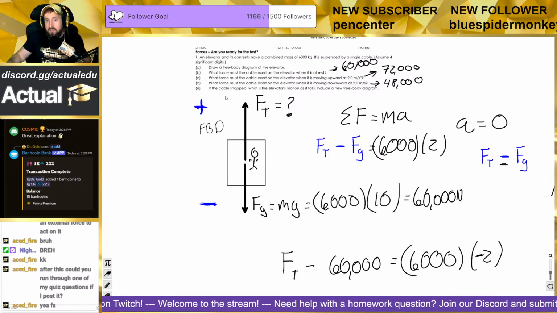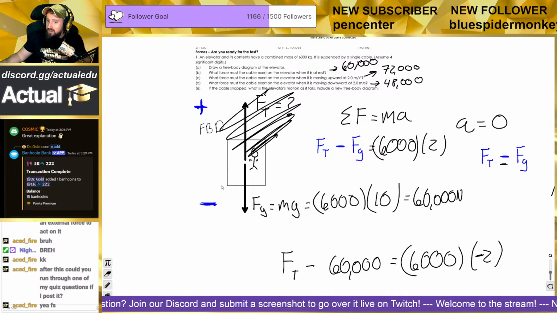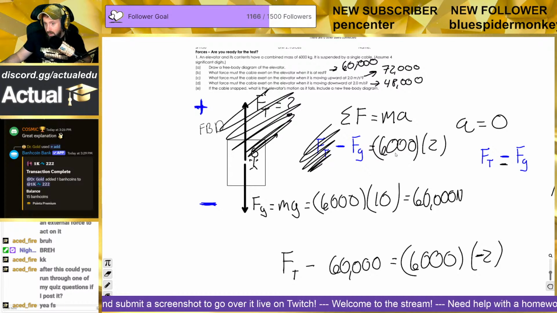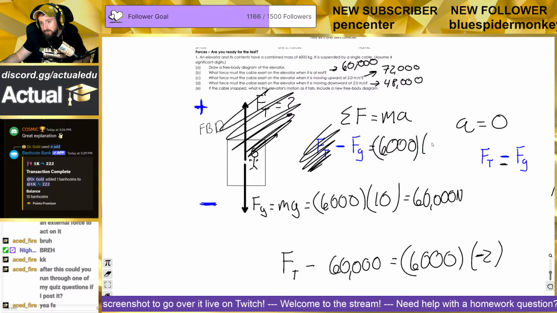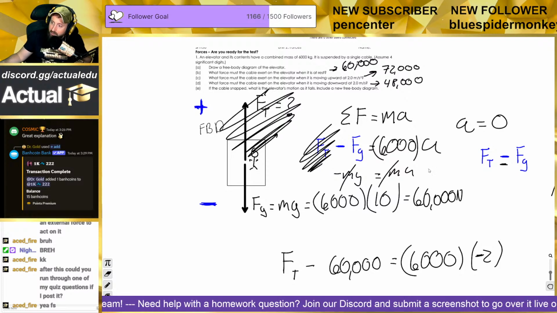Okay, cool. And then it says, if the cable is snapped, what is the elevator's motion as it falls? It just falls. Goodbye. Then there's no force of tension, there's just force of gravity, and the acceleration equals the force of gravity. Because look here, tension is gone, and then you're just left with mass times acceleration. You remember that this was just negative m times g is equal to m times a. So in that case, gravity is your acceleration downwards.